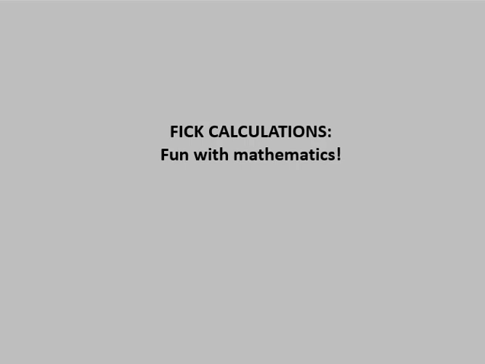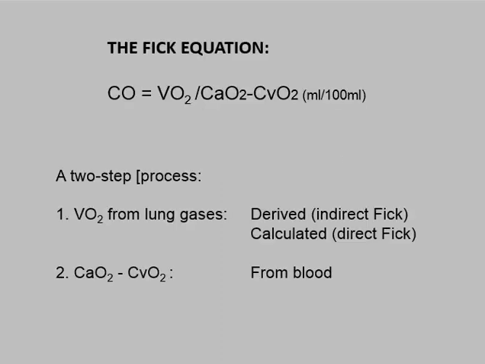So let's have a look at the FICK calculations themselves. Let's have fun with mathematics. Have a look at the FICK equation again. Cardiac output equals VO2 divided by the arteriovenous oxygen content difference. And start remembering this terminology now. Cardiac output equals VO2 divided by the arteriovenous oxygen content difference. That's what that little group of letters and numbers means.